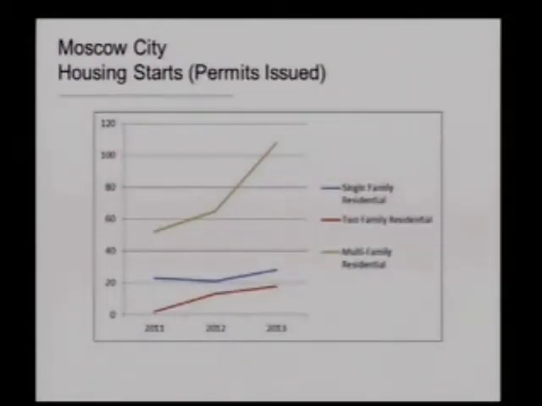Housing starts, permits issued. Not a tremendous amount of permits. Multifamily, you can see, started to take off a little bit. And single-family residential actually fell from 2011 to 2012, then started picking up a bit. And two-family residential started picking up a bit as well.